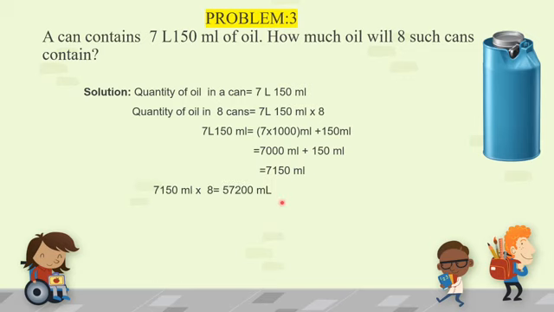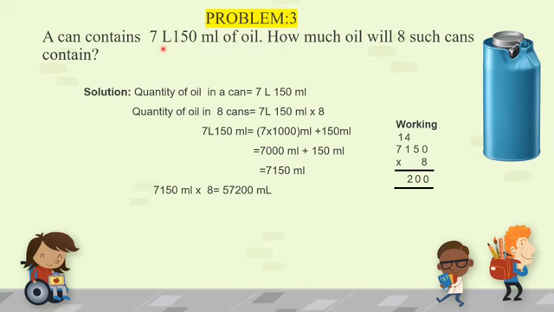Let's do the multiplication in the working column. 8 zeros are 0, 8 fives are 40, shift 4. 8 ones are 8, plus 4 is 12, shift 1. And 8 sevens are 56, plus 1 is 57. So the answer is 57,200 milliliter.